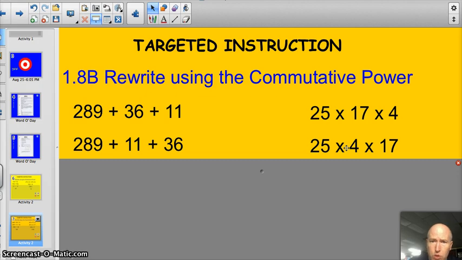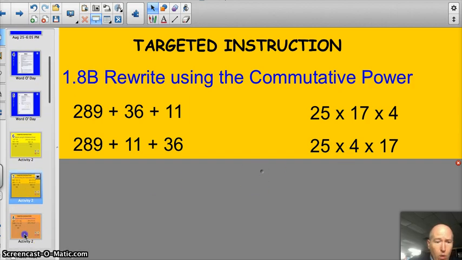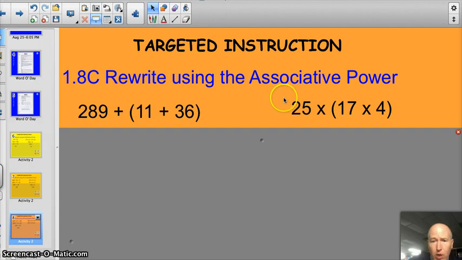Mrs. Crothers commutes to and from work. This allows you to commute numbers when you're using all addition or all multiplication, just like moving back and forth to work, commuting. All right, that's 1.8b. 1.8c is the associative property. Associative property is the grouping property.